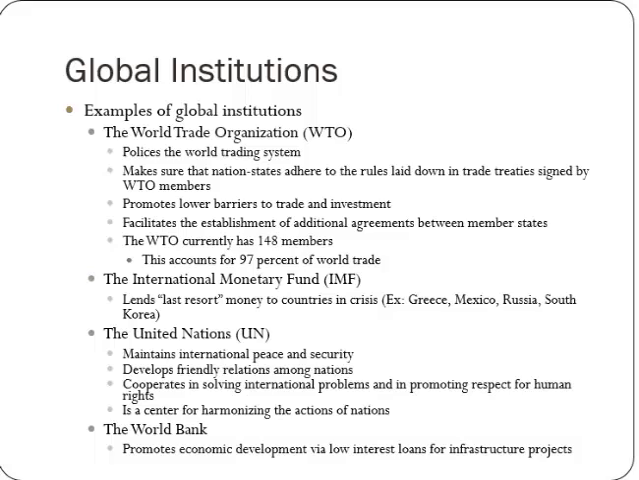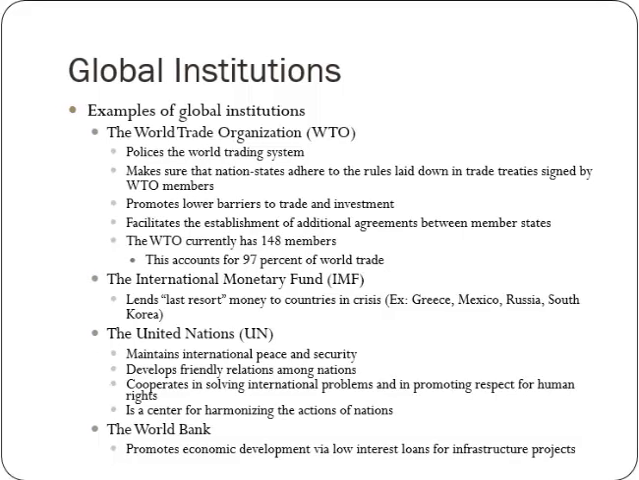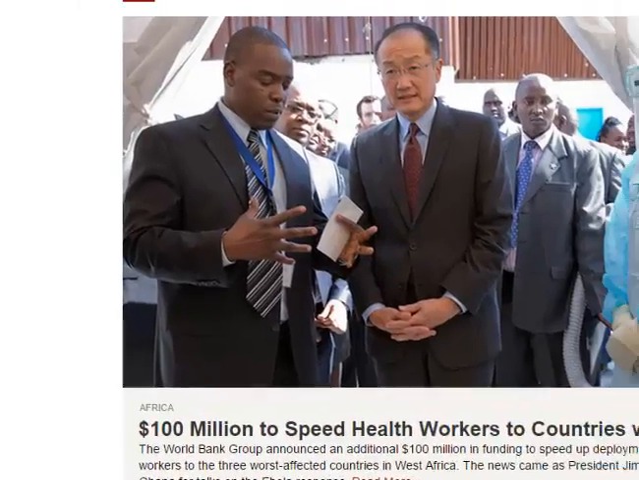Then there's the United Nations. That has a lot of functions, but one of them is to try to maintain international peace and security and to try to develop friendly relations among nations. Then there is the World Bank, which promotes economic development with low-interest loans for infrastructure projects in various countries. The World Bank is not like the Federal Reserve, which can actually make decisions on currency and on interest rates. So it doesn't have as much power as individual nation banks.